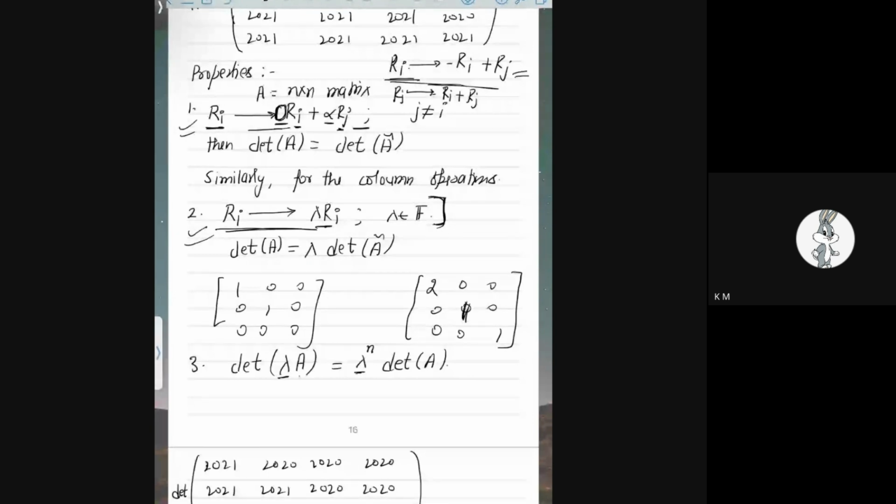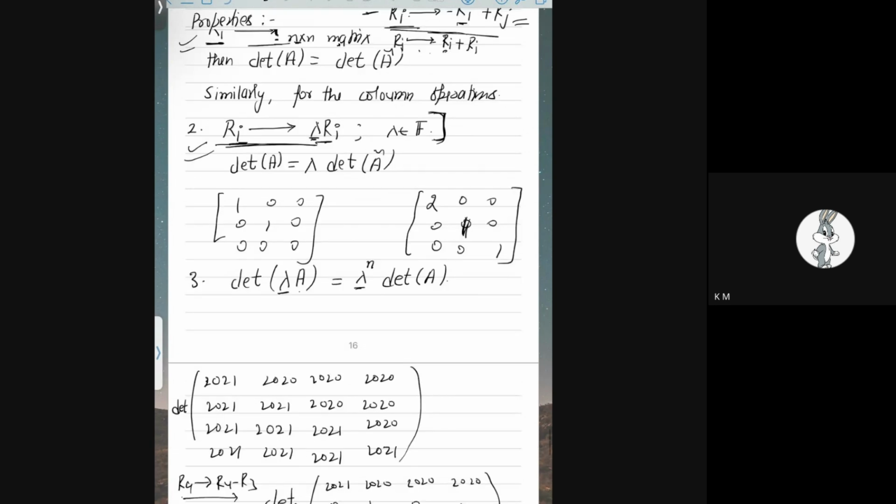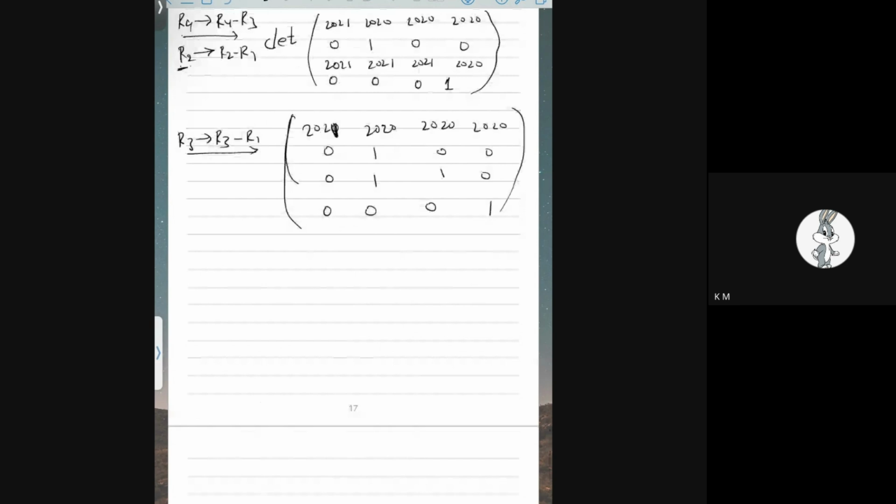Because now what you did is you multiplied your row Ri with some lambda, which is minus one in this case when you are doing this thing. Okay. This is one. And then this was one, this was zero.